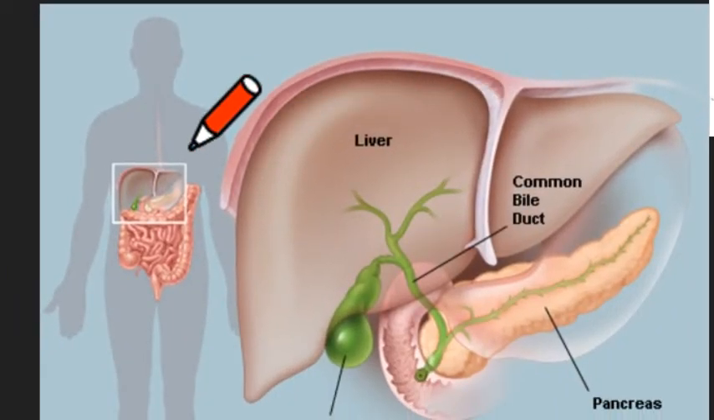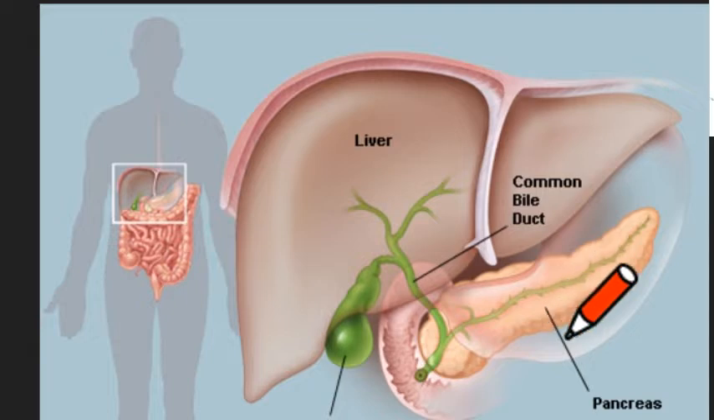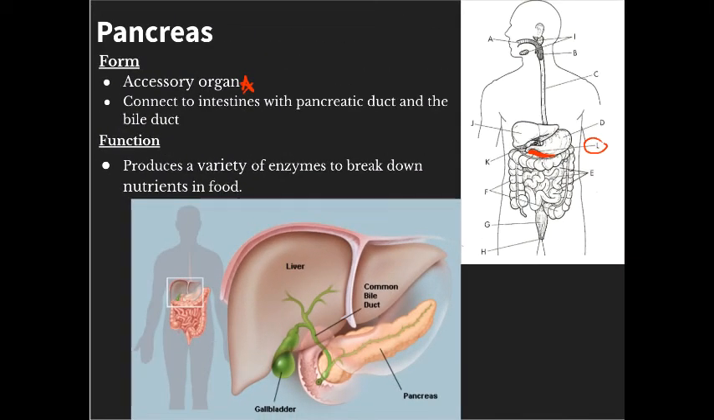And basically its job is to create enzymes to aid in digestion. It's also, again, an accessory organ. It's specialized because it shares duct work. It creates enzymes. So this pancreatic duct and bile duct come together, and they produce a variety of enzymes to break down food. So that's really how they operate.